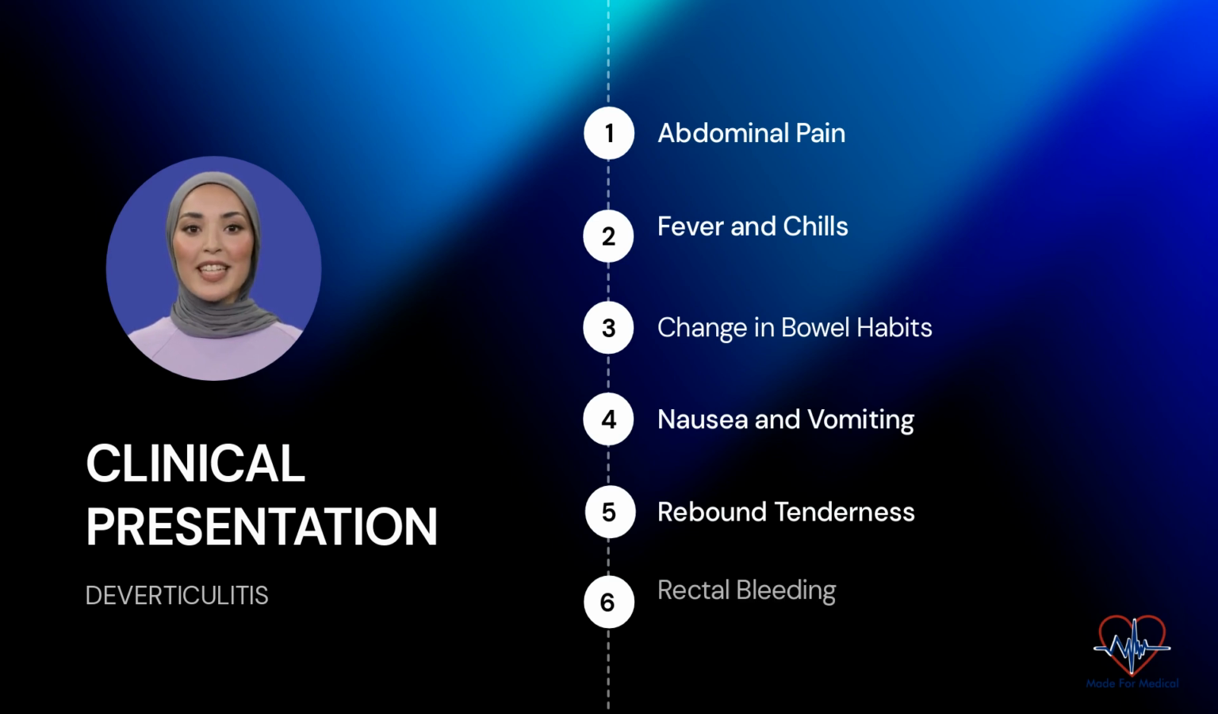While rectal bleeding is more commonly associated with uncomplicated diverticulosis, it can also occur in diverticulitis. Bleeding may manifest as fresh blood in the stool or as melena, dark, tarry stools if there is significant bleeding higher up in the gastrointestinal tract.